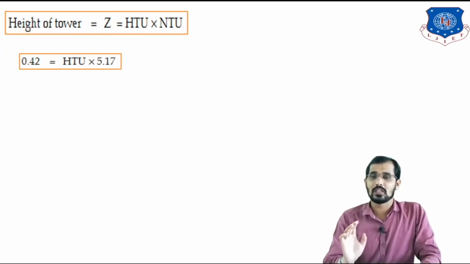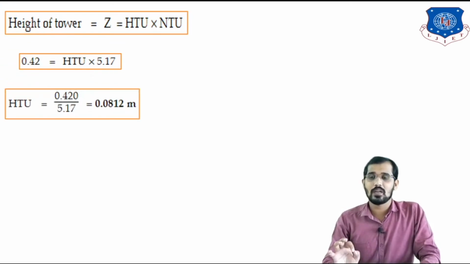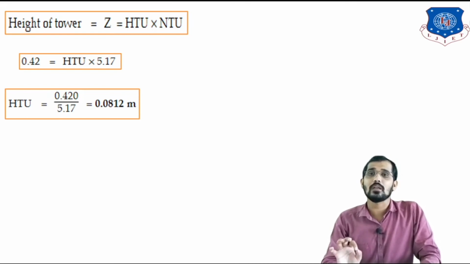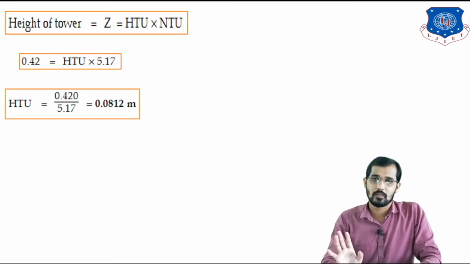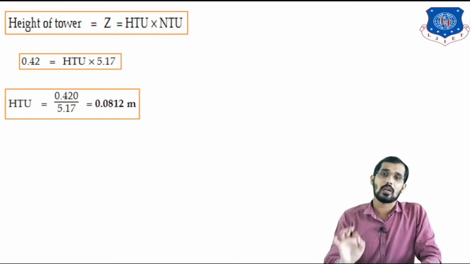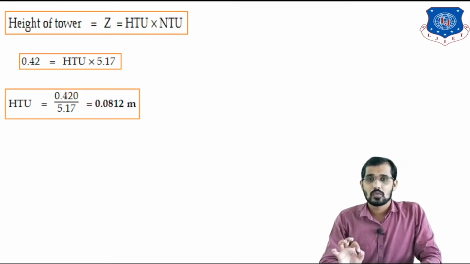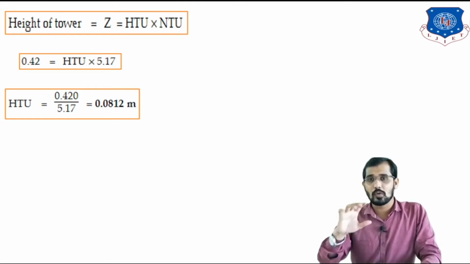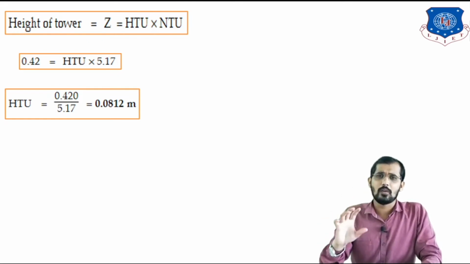Okay, 0.42 is nothing but Z, HTU we want to calculate. After that, 5.17 is NTU. So after that we will get this answer. This is nothing but HTU: 0.420 divided by 5.17 is equal to 0.0812 meter. So this is the height of the transfer unit. This is all about the calculation of the height of the transfer unit.